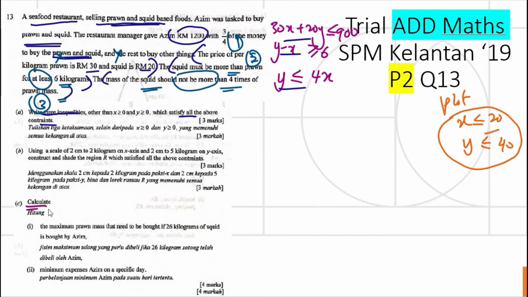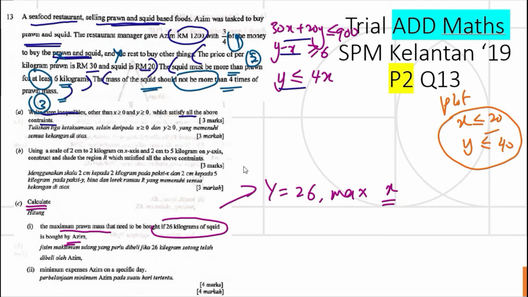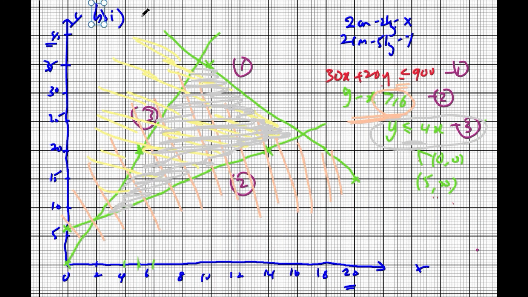Alright. Calculate the maximum prawn mass needed to be bought if 26 kg of squid is bought by Azim. So this one you can get from the graph. Squid is y, when y is equal to 26, what is the maximum x? And then for the second one, the minimum expenses of Azim on a specific day. So for B1, if y is equal to 26, what is the maximum of x?